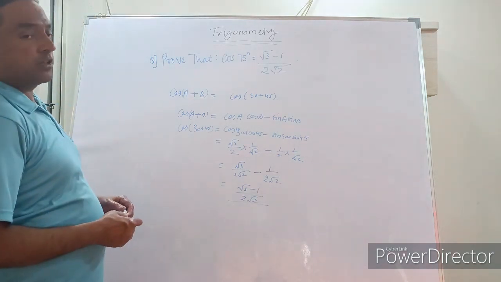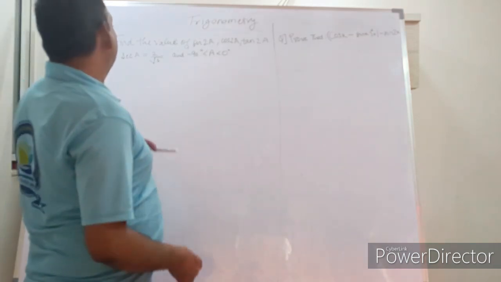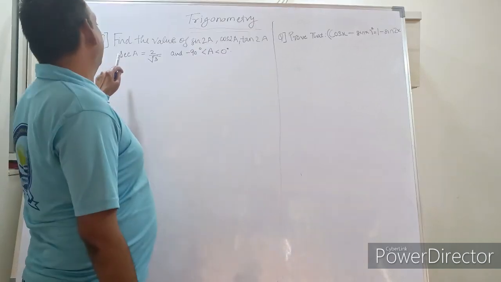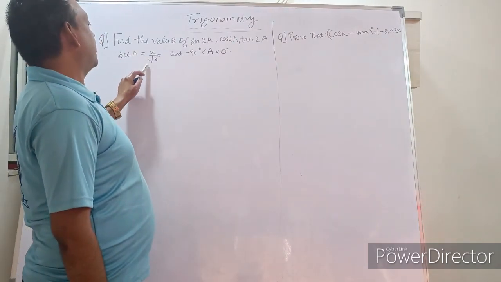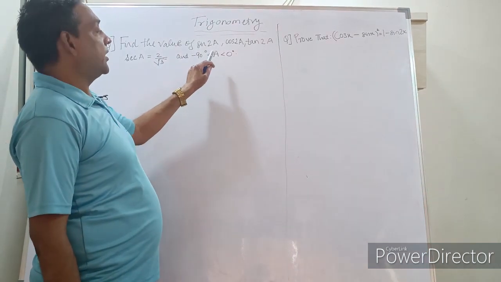Okay, let's do one more sum. We have to find the value of sin 2a, cos 2a and tan 2a, and they have given us sec a is equal to 2 upon root 3 and angle A lies between minus 90 and 0.